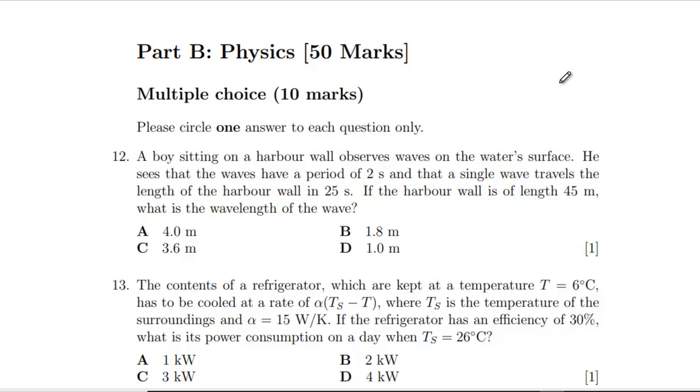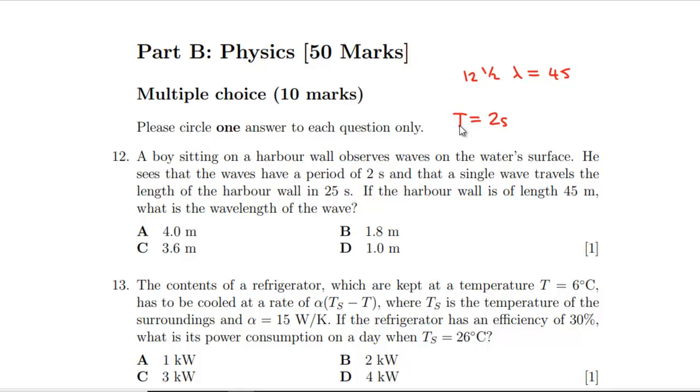Question 12. A boy sitting on a harbour wall observes waves on the water's surface. He sees that the waves have a period of 2 seconds and a single wave travels the length of the harbour wall in 25 seconds. So that's 12 and a half wavelengths that we've got there is equal to 45 meters. So what is the wavelength of the wave?